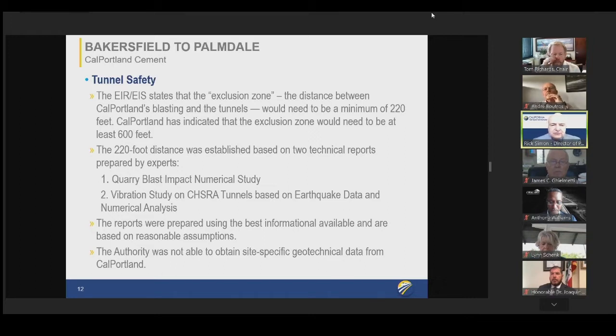We should note that those reports were developed based on the best information we have available at the time, based on reasonable assumptions that we could make. But we were not able to obtain specific geotechnical data from Cal Portland. So a lot of assumptions were made to come up with the dimension that we have of 220 feet. Cal Portland is indicating that this dimension should be greater, in the neighborhood of 600 feet.